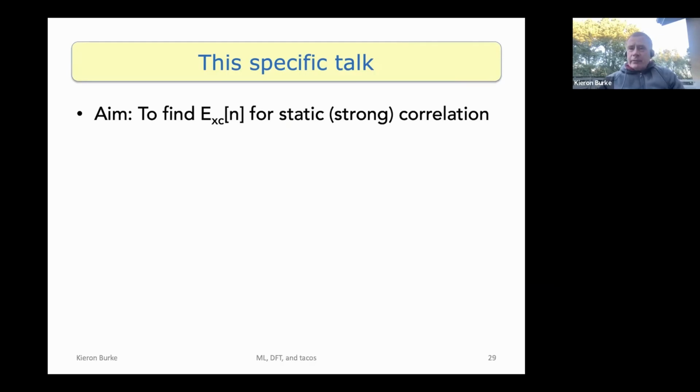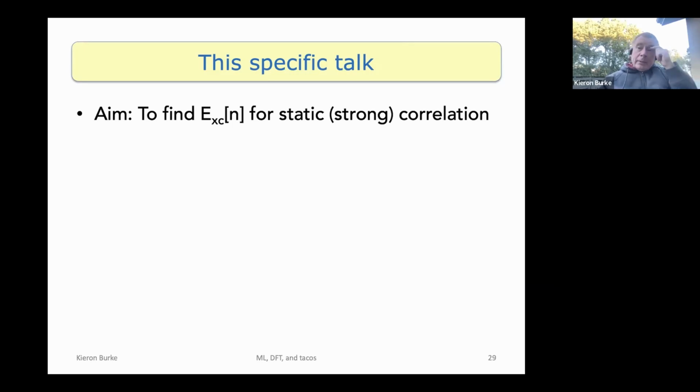And there's sort of two reasons for that. One is that it'd be very nice to have this orbital-free DFT working, but also it gives us a training ground for thinking about exchange correlation, which is a more tricky problem. And in particular, a tricky part of exchange correlation is strong static correlation.